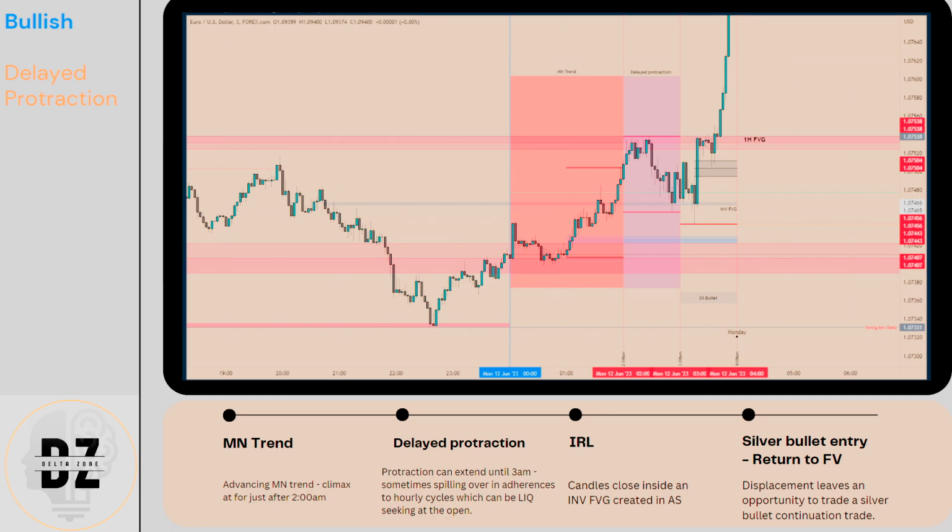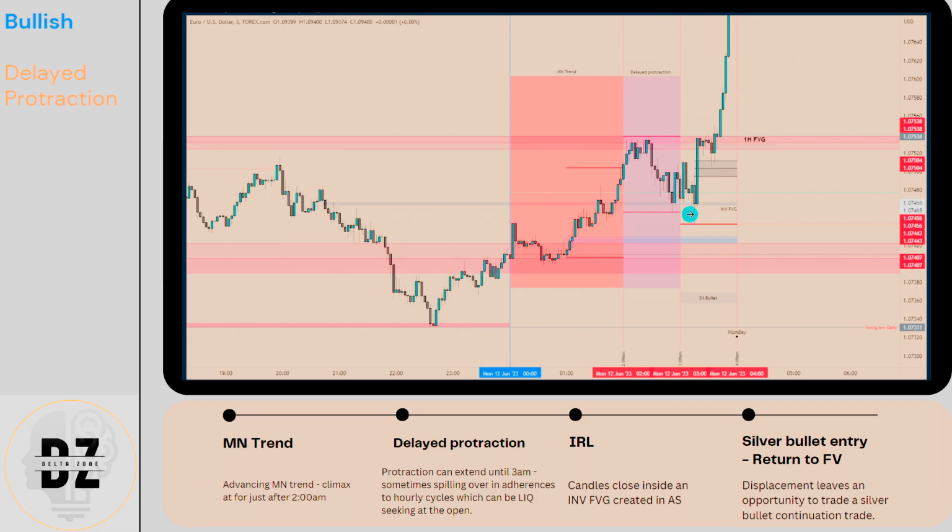Moving on then to the first example of the bullish delayed protraction. I have some key features noted at the bottom here. Obviously the first one addresses the midnight trend, which in this profile is bullish, and this will extend to about 2 a.m. in the morning. Here we see a rejection as the market reprices a 1 hour fair value gap. Generally at this time we anticipate a protraction. In this case, we aim to key off discount PD arrays relative to the trend just established at midnight.